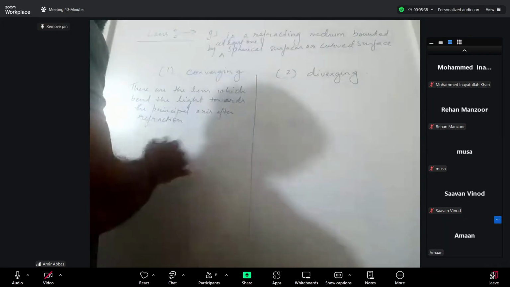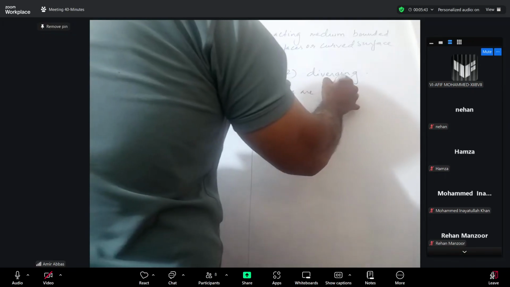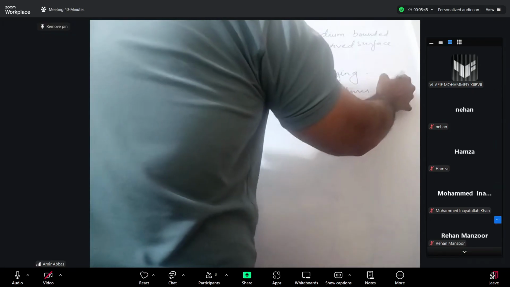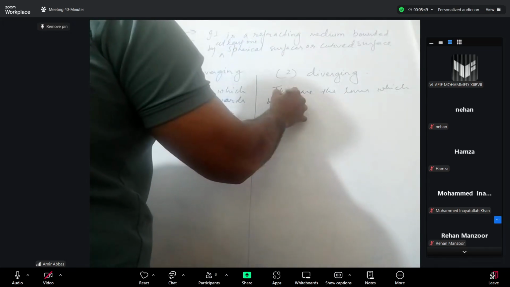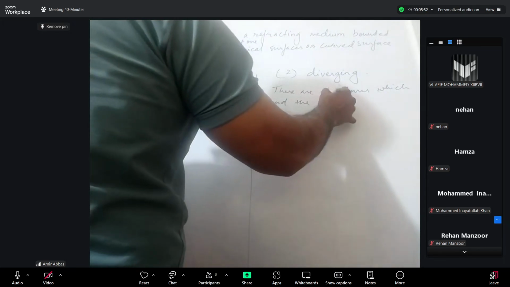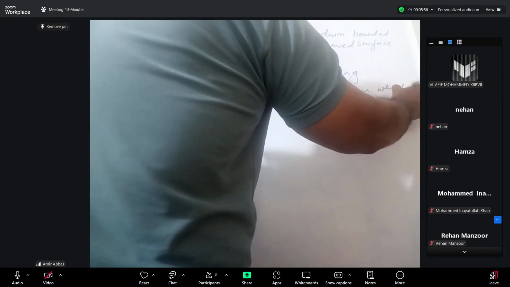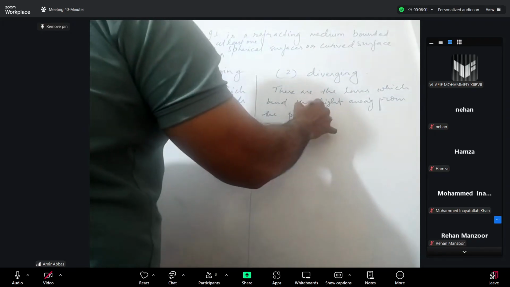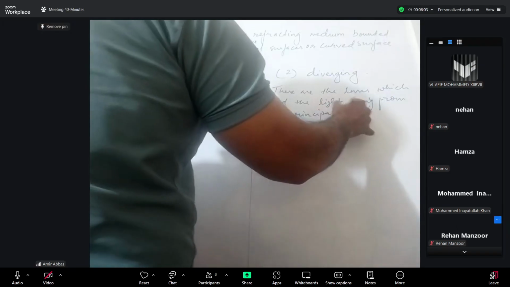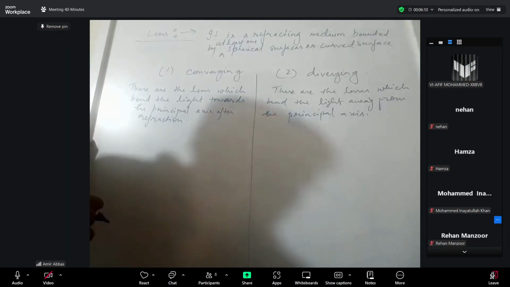And the diverging lenses are the lenses which bend the light away from the principal axis after refraction. Have you got this, beta? All of you can see this now?